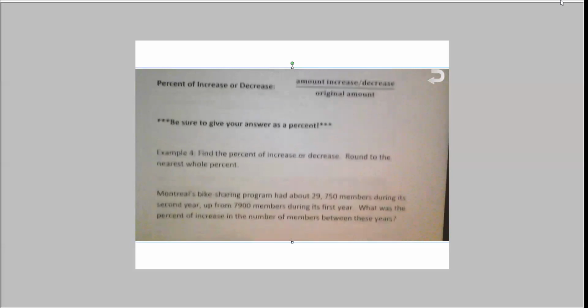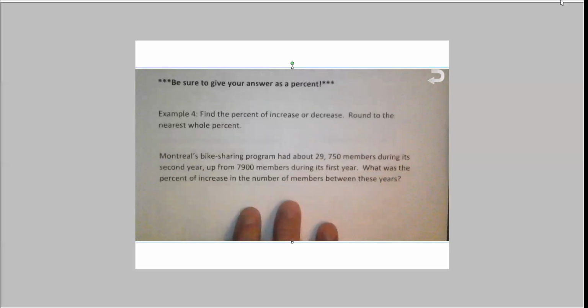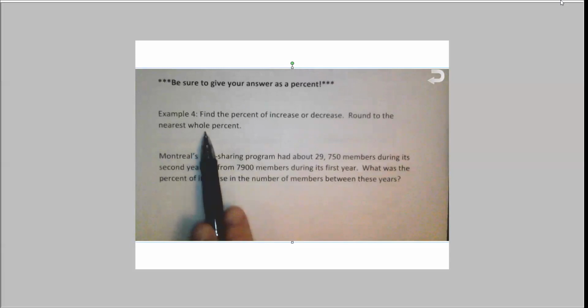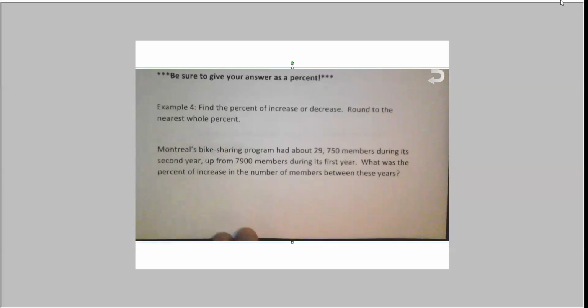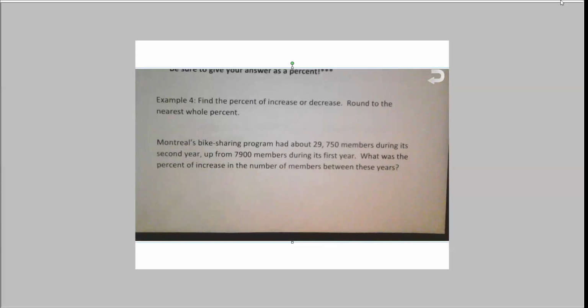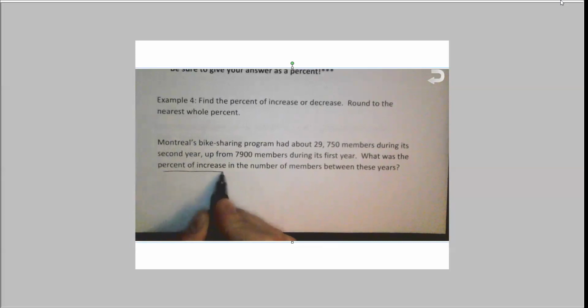So we're going to calculate the percent of increase or decrease on this problem. Your apply will be specific. A lot of times it might ask you to round to the nearest whole percent. So please be sure to read those directions closely and follow those rules that we've reviewed about rounding. So my Trails bike sharing program had about 29,750 members during its second year. That's up from 7,900 members during its first year. What was the percent of increase in the number of members between these 2 years?